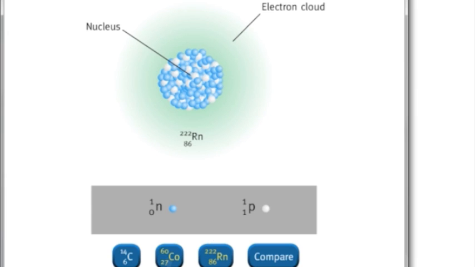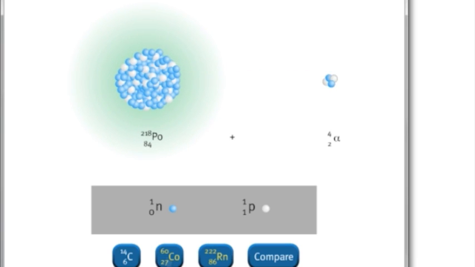A radon-222 nucleus contains 86 protons and 136 neutrons. During alpha particle emission, a particle composed of 2 protons and 2 neutrons is emitted. An alpha particle is equivalent to a helium-4 nucleus. When an alpha particle is emitted from a radon-222 nucleus, a polonium isotope, polonium-218, is produced. Since an alpha particle contains 2 protons, the atomic number decreases by 2, from 86 to 84. An alpha particle has a mass number of 4, so the mass number decreases from 222 to 218.